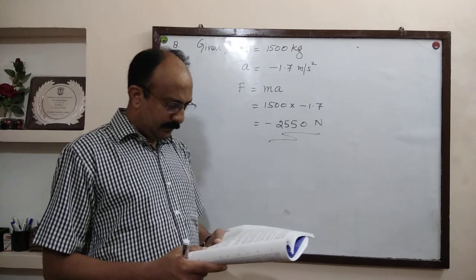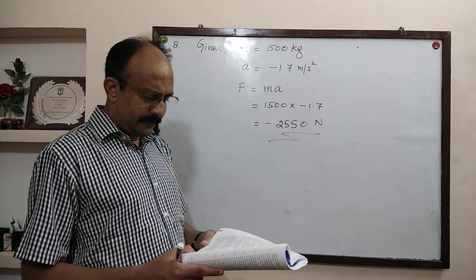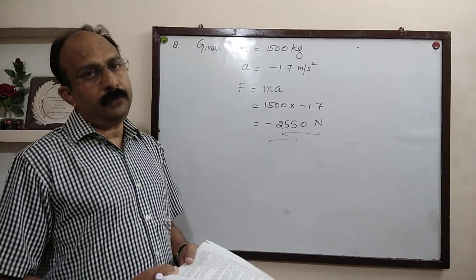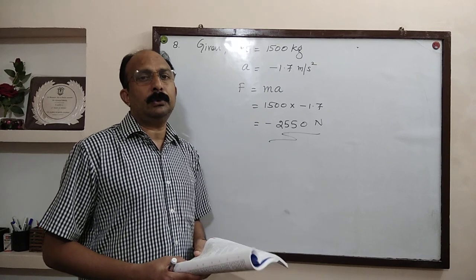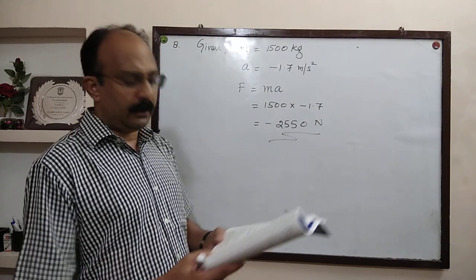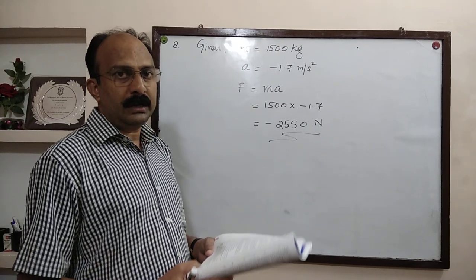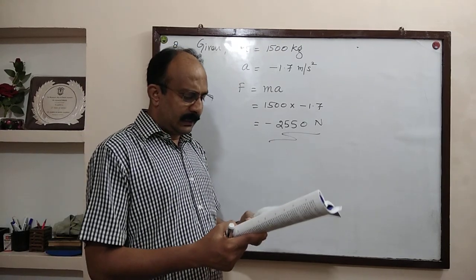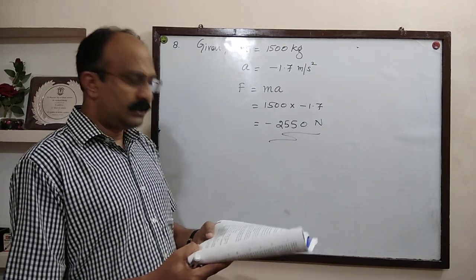Question number 9. What is the momentum of an object of mass M moving with the velocity of V? All of you know the formula. Momentum P is equal to mv, mass into velocity. So question number 9, the correct answer is option D, mv. Question number 10.